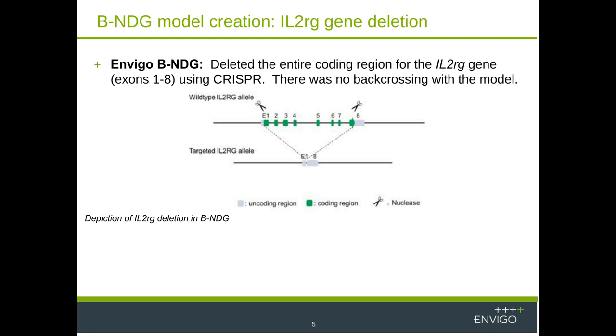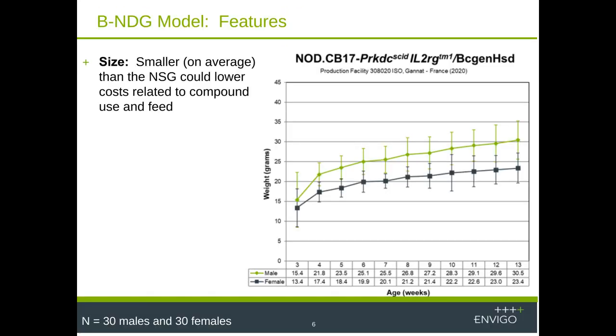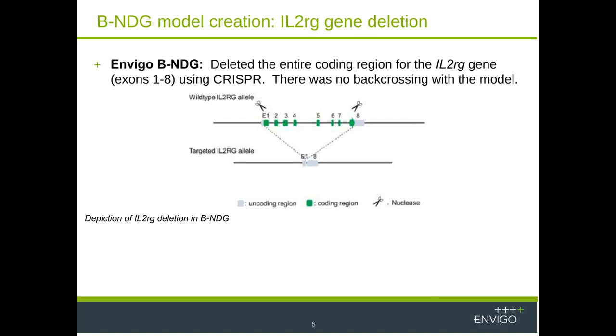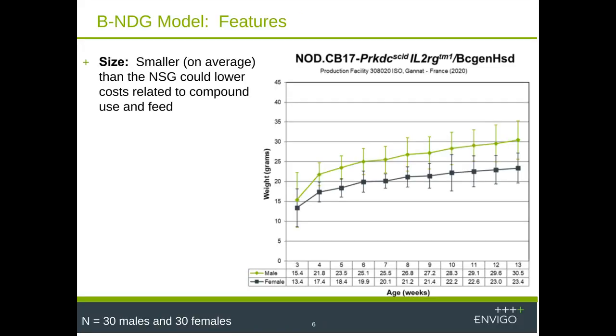So the way the IL-2R gamma gene was deleted in the B-NDG model was through CRISPR-Cas9 technology, and the entire coding region, so exons 1 through 8, were all deleted, and there was no backcrossing needed to generate the model. So this is different from other models such as the NSG model, where the IL-2R gamma gene deletion was generated and then had to be backcrossed onto the model.